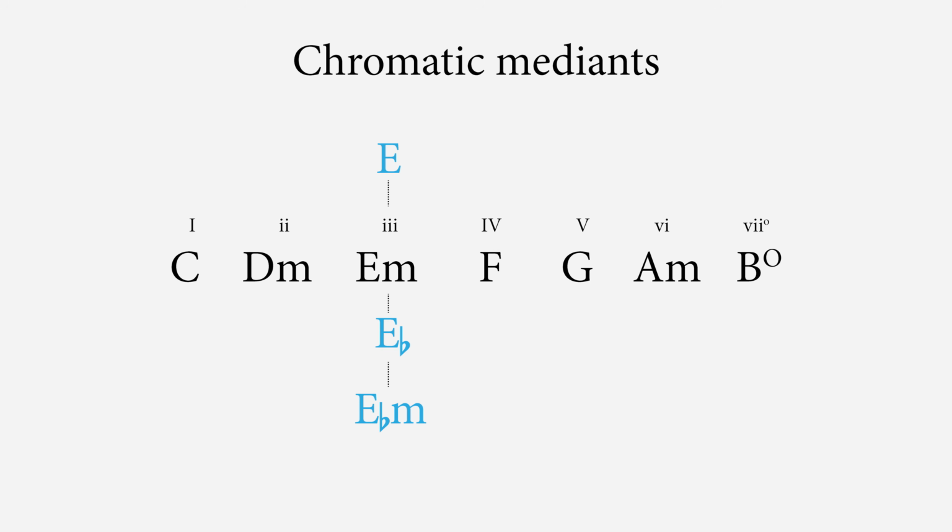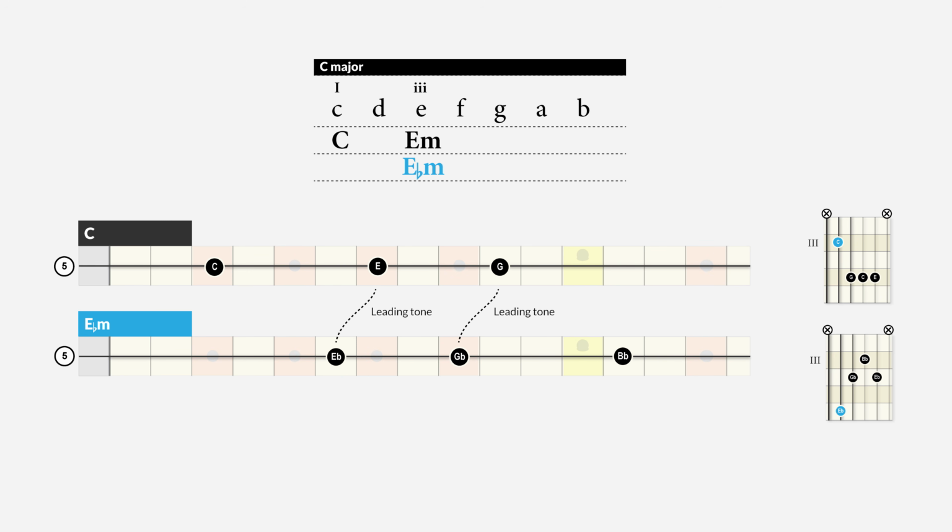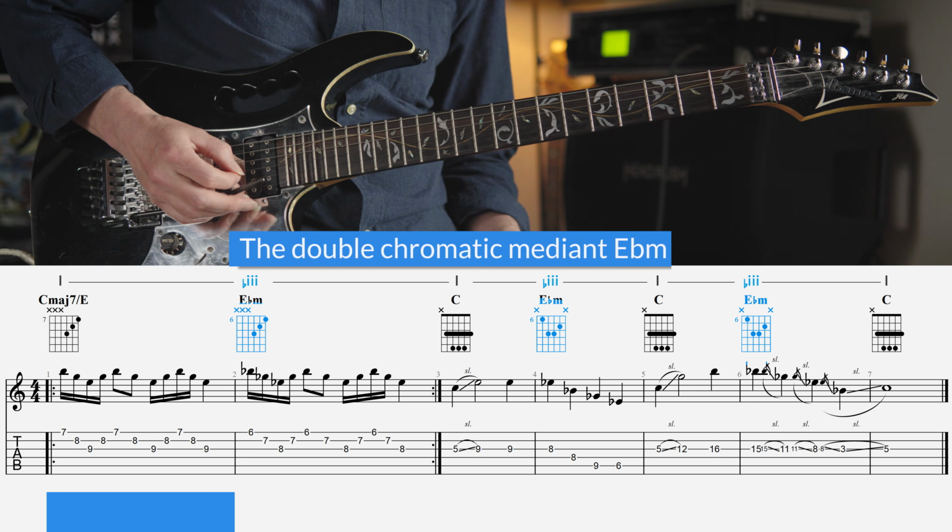And finally, we can go nuts with the E flat minor chord instead of the diatonic mediant E minor. Now, the tonic C major and the chromatic mediant E flat minor have no common notes whatsoever. So this is a harsh chord change that sounds different from the other chord changes that we've seen until now.